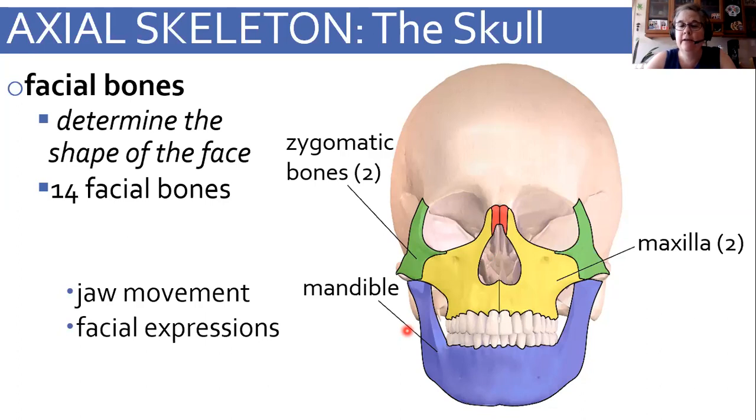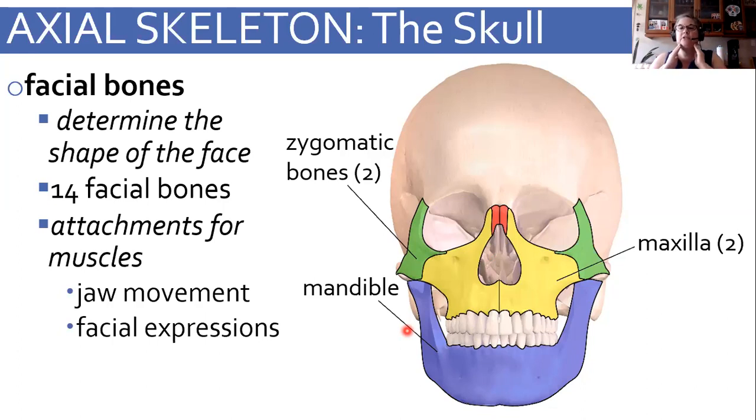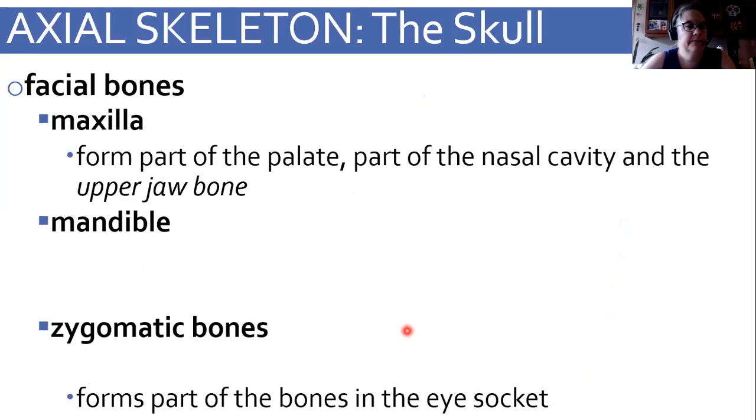We have 14 facial bones. You only need to be able to name these 3. They're attachment sites for muscles. So we have muscles that allow for our jaw to move when we talk or chew our food, and facial expressions. We have lots of muscles on our face that allow us to smile or frown and all those things. Okay. All right. So just a rundown of our facial bones.